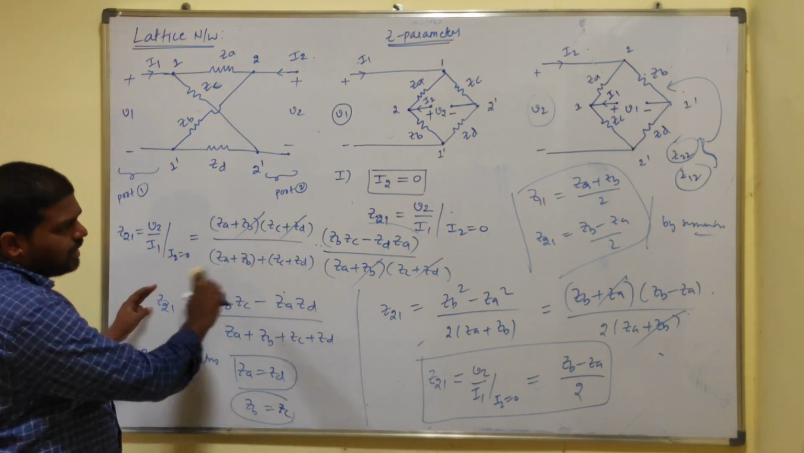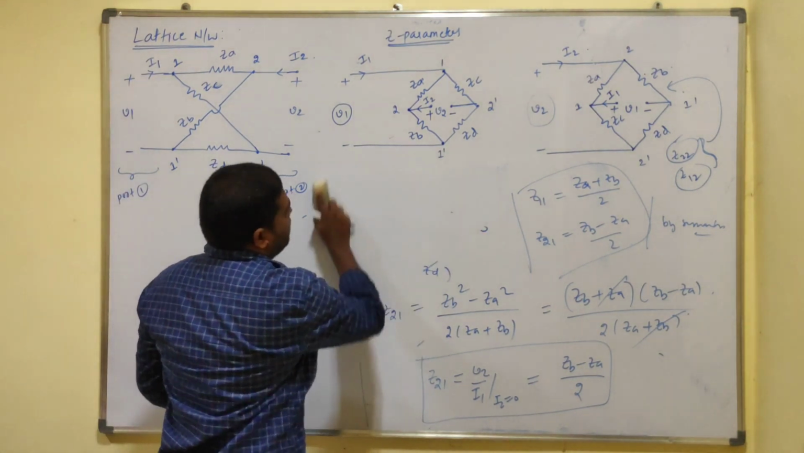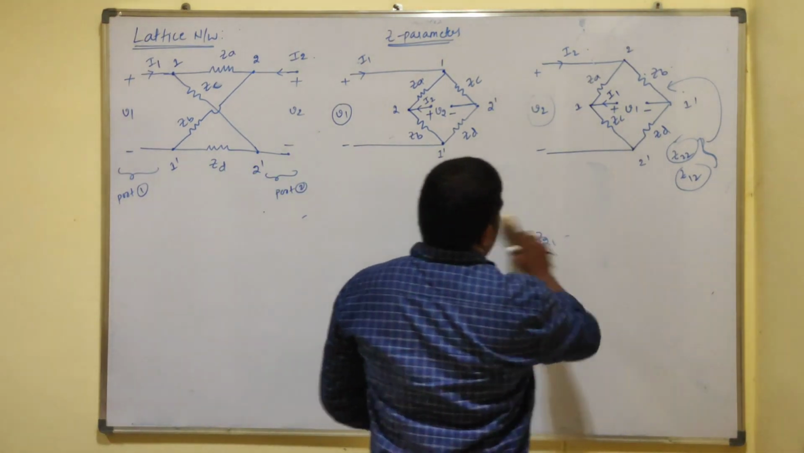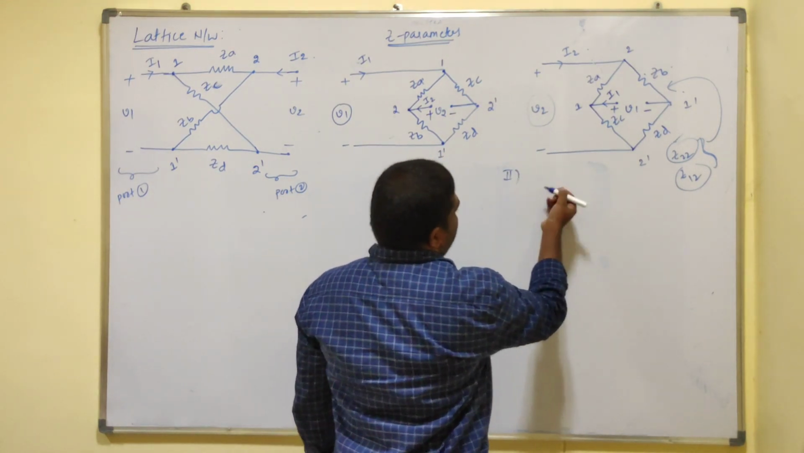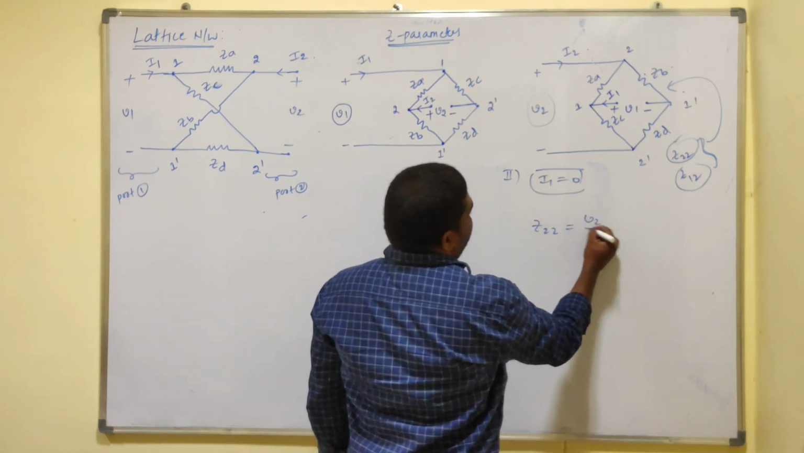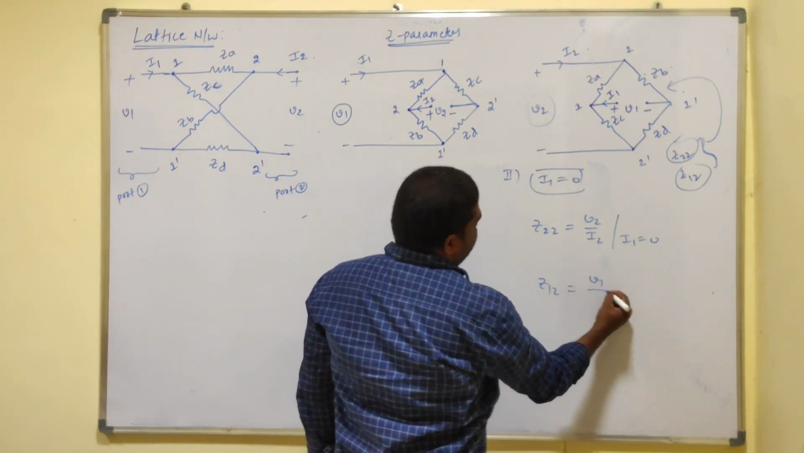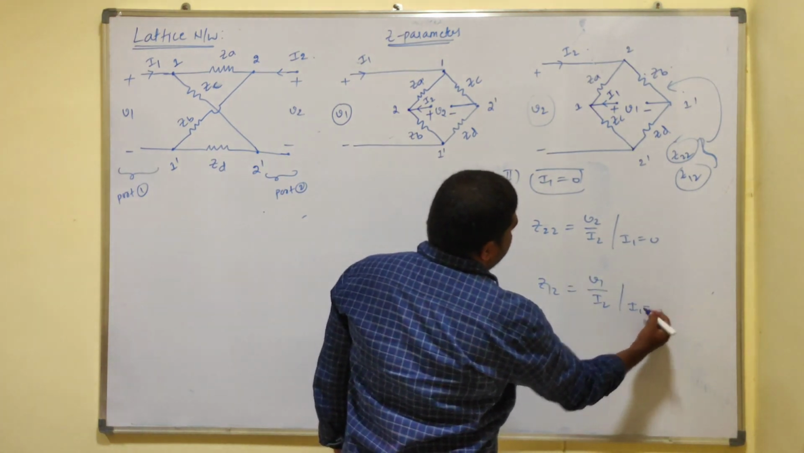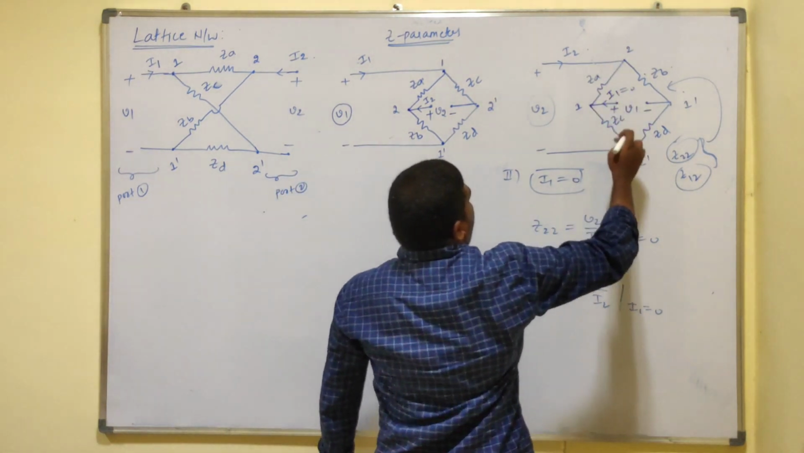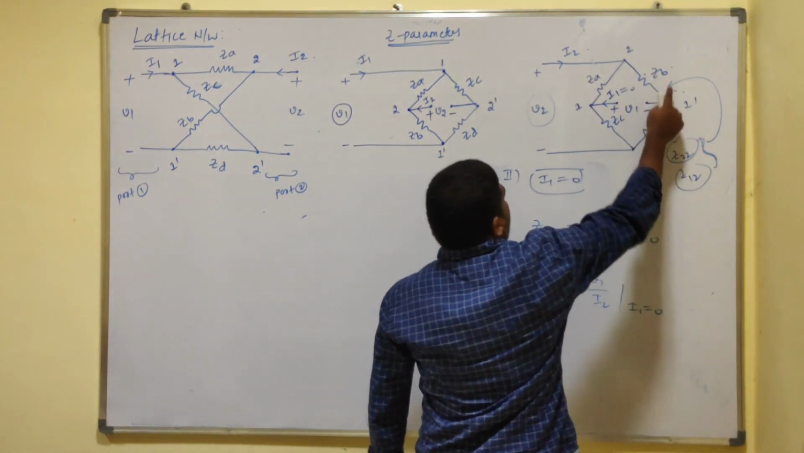So now, I am removing this one. So this is the second one. By making I1 equals 0, you can calculate Z22, that equals V2 by I2 only when I1 equals 0, and Z12 that equals V1 by I2 only when I1 equals 0. Here I1 equals 0. Then this is one path and this is another path. Here we have combined resistance ZA plus ZC, and here also combined resistance ZB plus ZD.